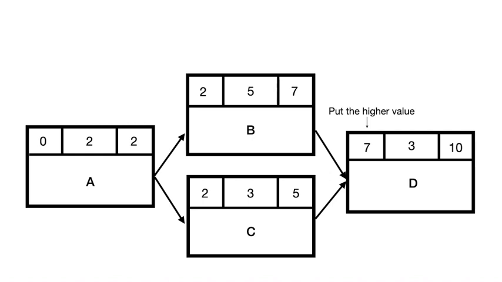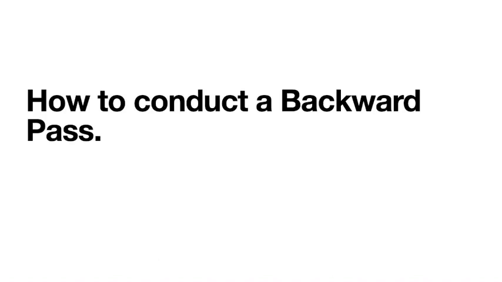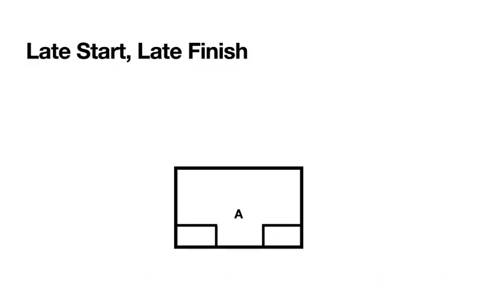You now know how to conduct the forward pass of an activity. We'll go ahead now and understand how to conduct a backward pass. As you can understand from the name, since it's a backward pass, we'll be basically doing the calculation backwards. There are two concepts which you need to know, the late start and the late finish. The late start of an activity is the latest time an activity can start.